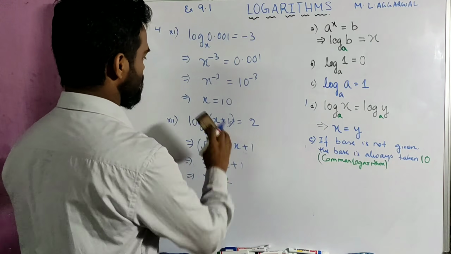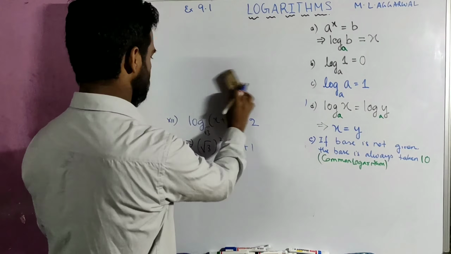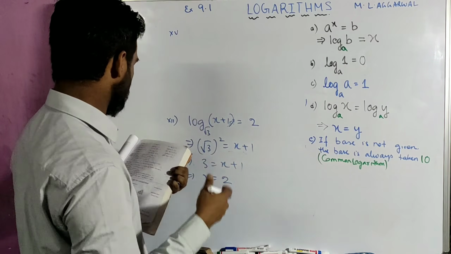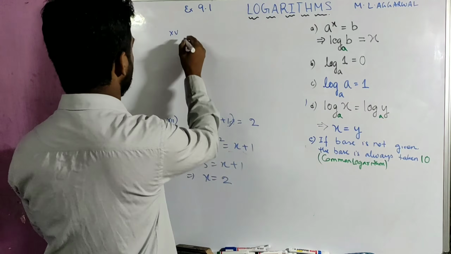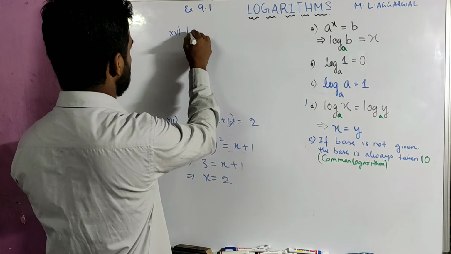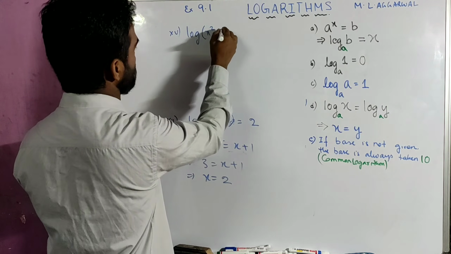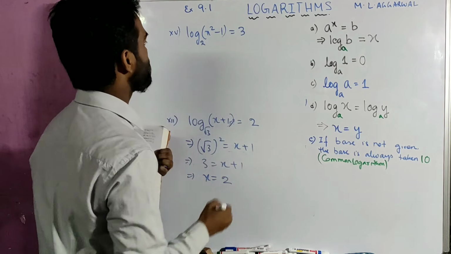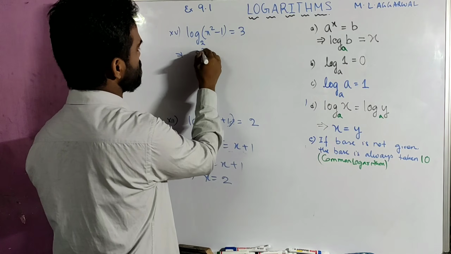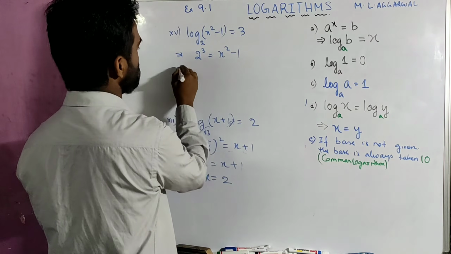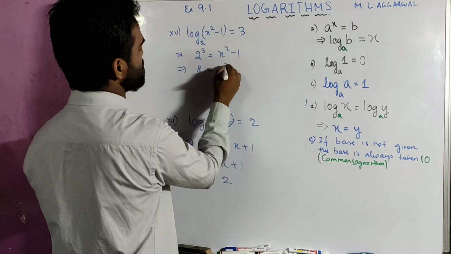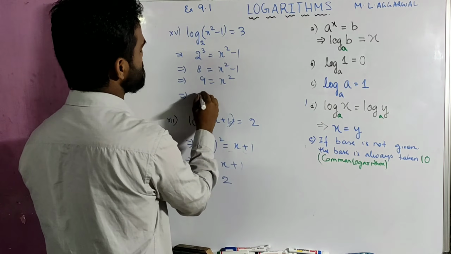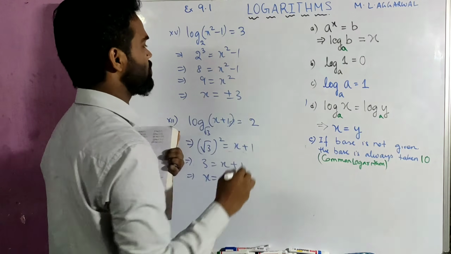Okay, now look at the next sum. This is number 15. These are all 4. Okay, 4 has 18 parts. Okay, sum number 4. 4 part 15 log of x square minus 1 base 2 is equal to 3. Now we can write as 2 cube equals to x square minus 1, which means 8 equals to x square minus 1. 8 plus 1, 9 equals to x square, which means x equals to plus minus 3.